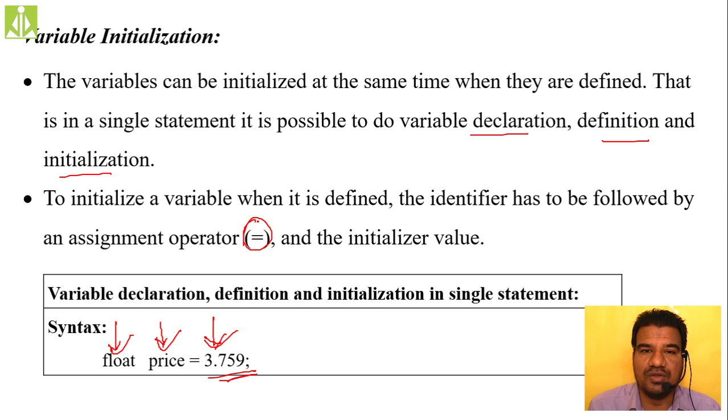Like how we do in mathematics, in that same way we do the initialization in programming. Just to assign the value 3.759 to the variable price, we are using the assignment operator. Learning C, if you know the mathematics rules, it is very easy.